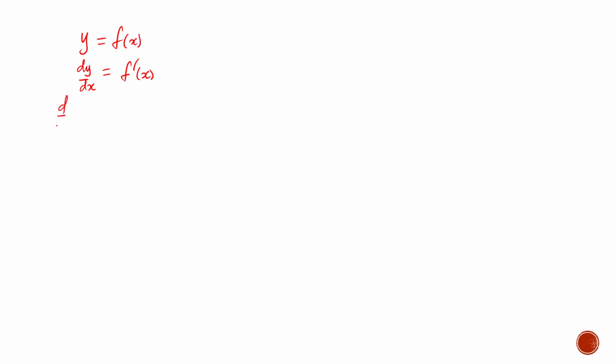Now, what if we differentiate this further? What if we differentiate dy/dx? We're allowed to. It's not like we can't be allowed to. We get f double prime of x. But you could also write this as d²y/dx², which we read as d2y dx squared.